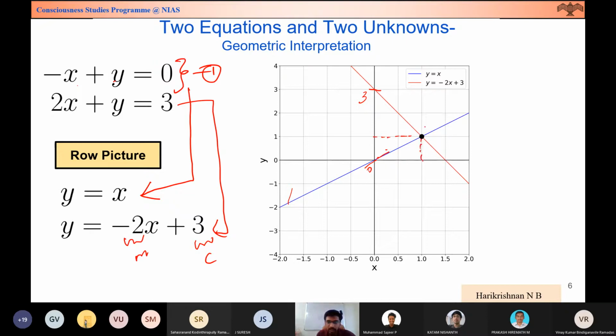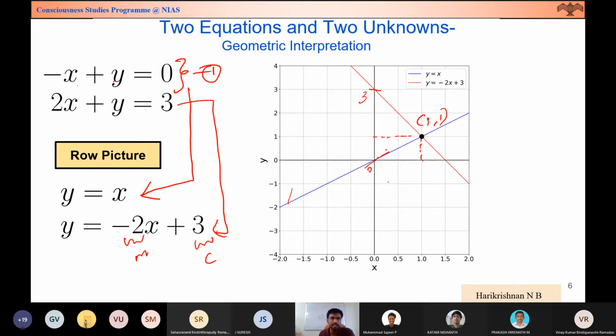Yeah, this is nothing but a solution. Minus 1, 1, 1, 1. So algebraically, we earlier showed that 1, 1 is the solution to this system of linear equations. Now geometrically, this is called a row picture. We are showing that the two lines intersect at the point 1, 1.